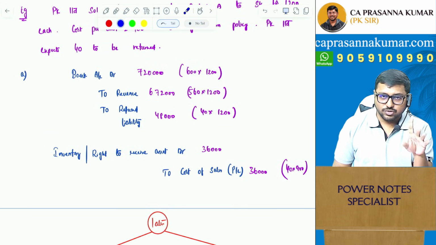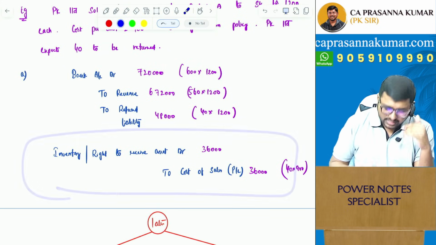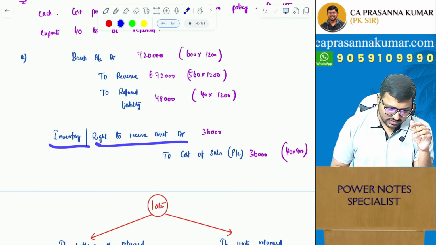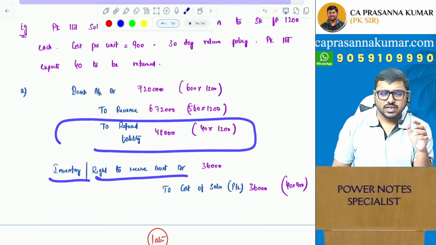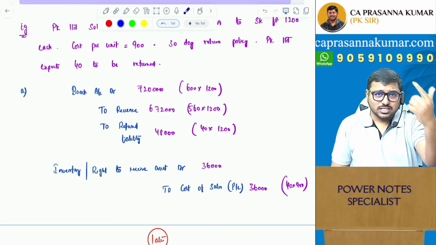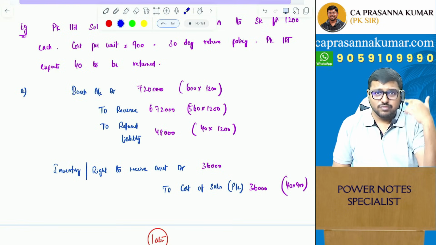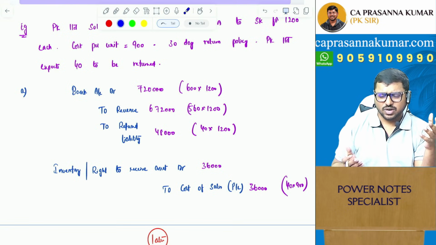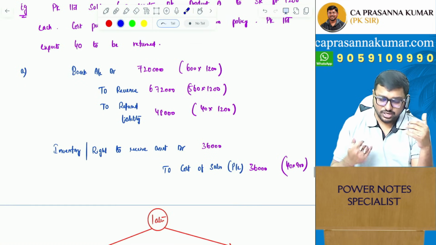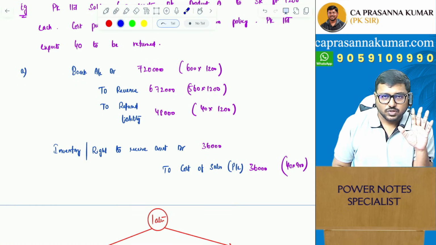What students usually miss is this entry. Immediately, it should be followed by inventory or right to receive asset. See, when you create a refund liability, when you say that I have an obligation to repay the money back, the customers also have an obligation to give you your inventory back. You understand the point, right? So that 40 also needs to be returned. So therefore, you have a right to receive the asset. Got it?